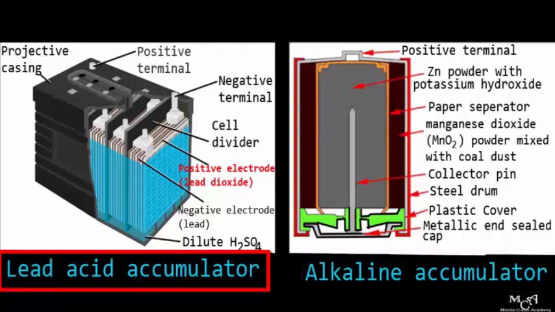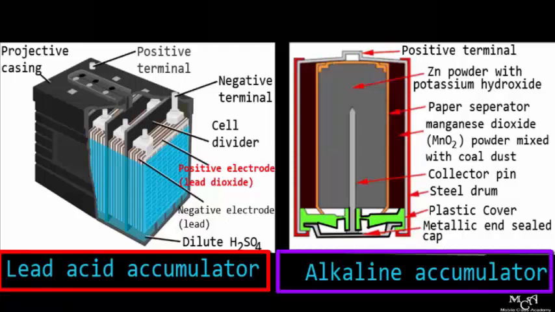This is the first one. This is what we call the lead acid accumulator. And of course, the second one is the alkaline accumulator. That's what you're seeing on the board. So the diagrams differ. They are not the same. As you can see, the diagram already will explain to you how they look.